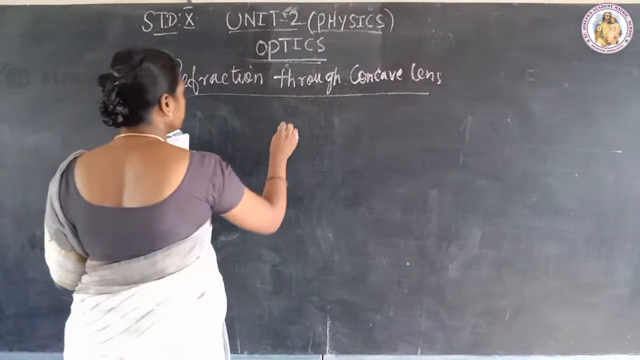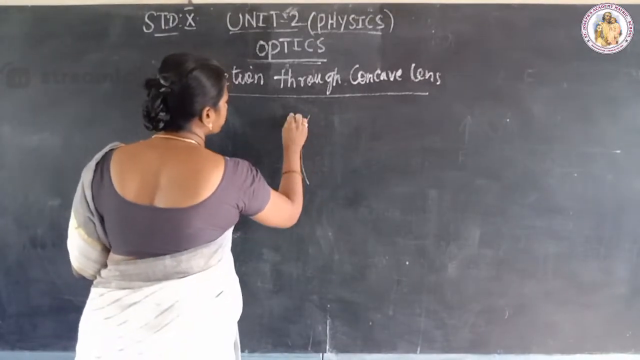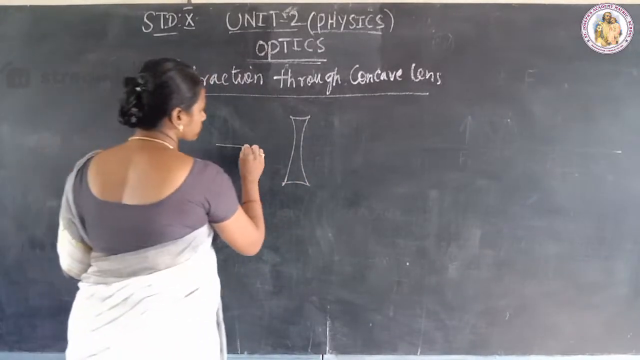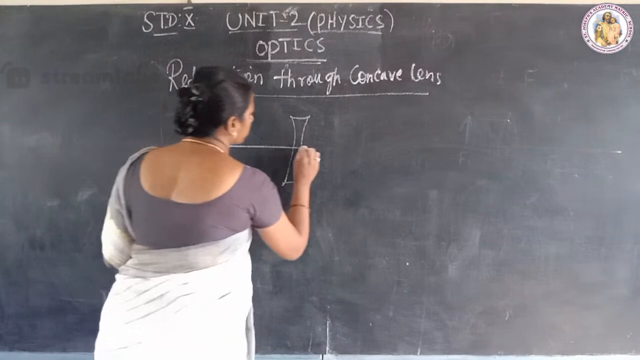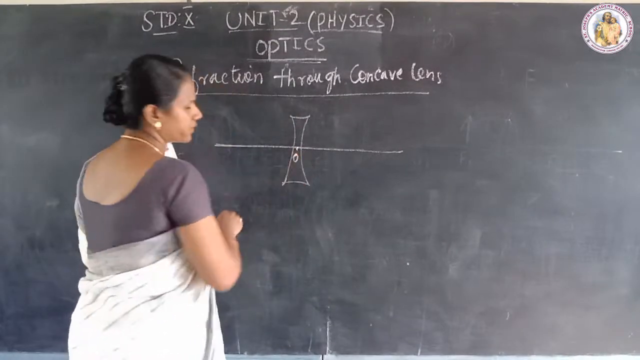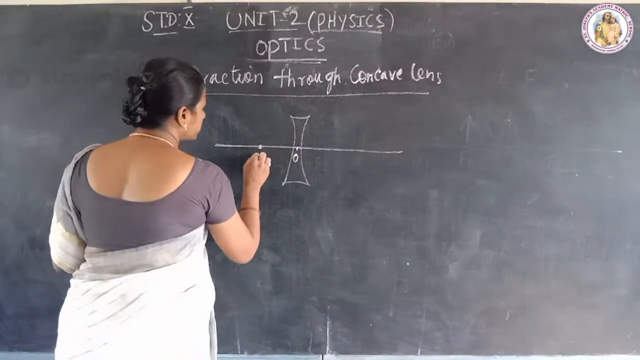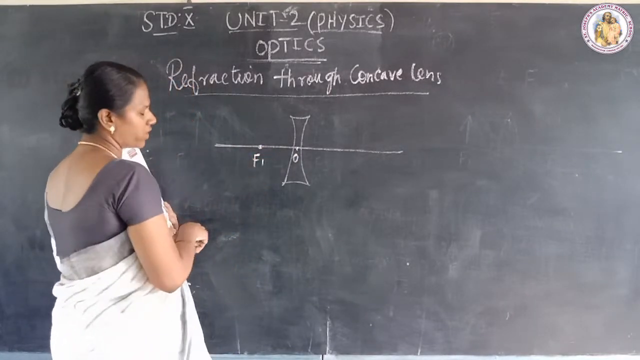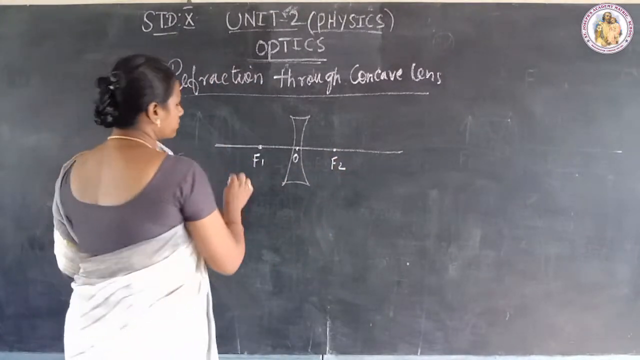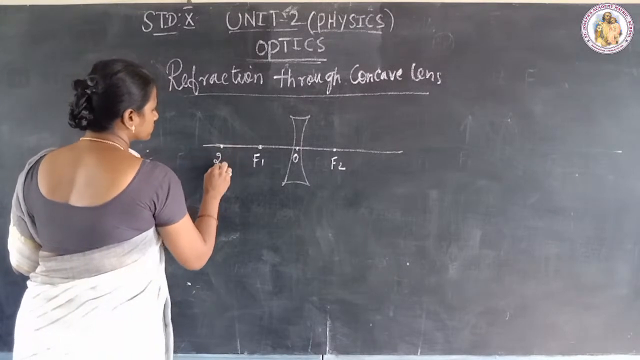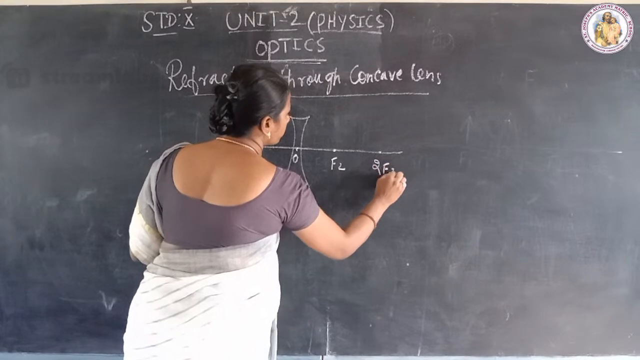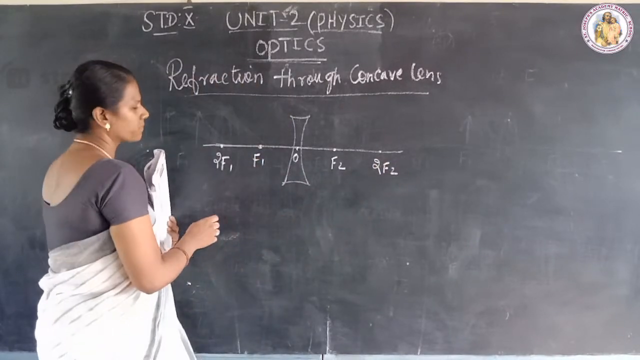See, for example, the convex lens, the principal axis, and the optical center of this lens. On this side is the principal focus F1 and on the other side the principal focus F2. Then the 2F1, and this side also.